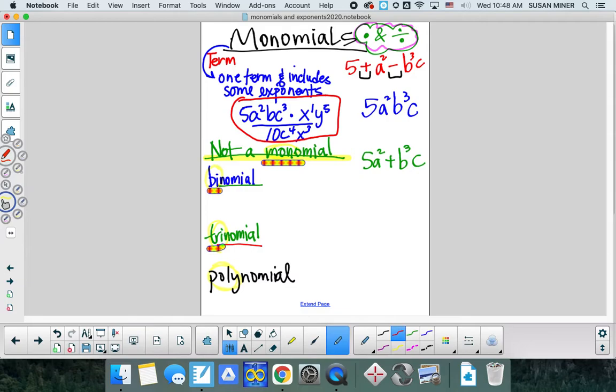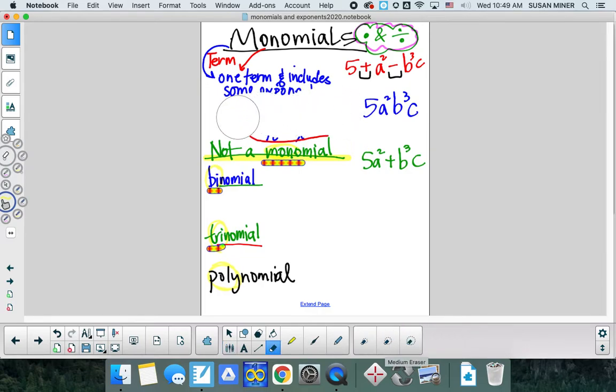So a monomial, that's what we're going to deal with now in 8th grade. And we are only going to be working with monomials in 8th grade. Monomial means one. That prefix mono means one. So when I start adding in addition and subtraction, that's when I start getting binomials and trinomials. The prefix bi means two. Like bicycle has two wheels. Tri means three. Tricycle has three wheels, right? That's how I think about that.